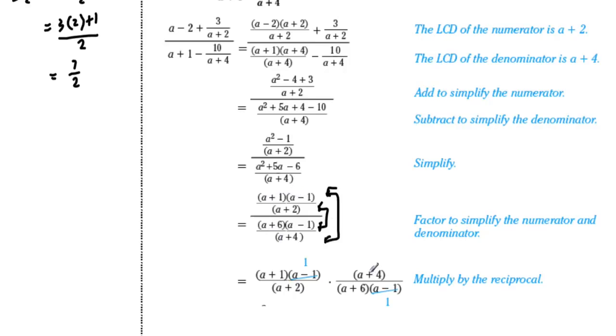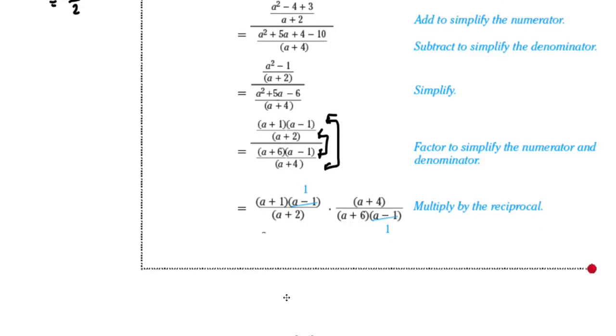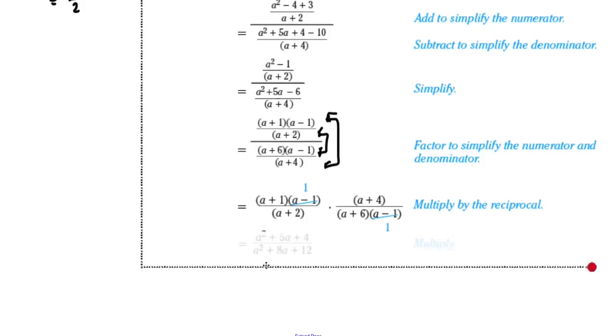A plus 1 times a minus 1 times a plus 4, and a plus 6 times a minus 1 times a plus 2 right there. When we do that, we simply cross cancel the common factors, which is a minus 1. From there, we get a squared plus 5a plus 4 over a squared plus 8a plus 12. How did we get that? We used the FOIL method, multiplying a plus 1 times a plus 4, which is a squared plus 5a plus 4, and a plus 2 times a plus 6, which gives us a squared plus 8a plus 12.